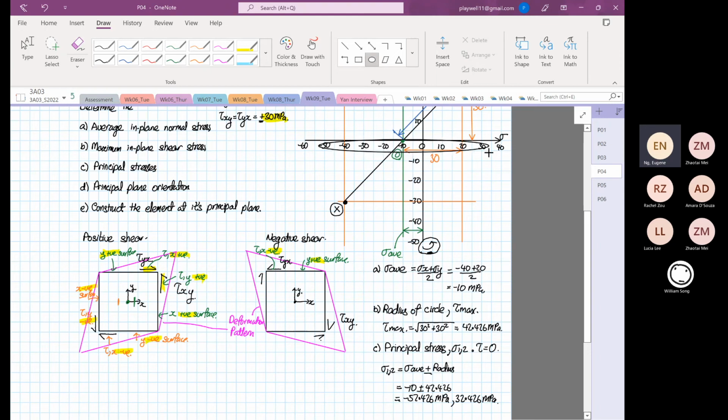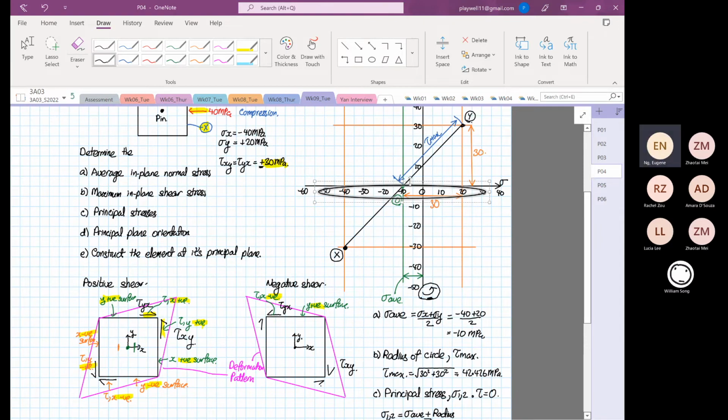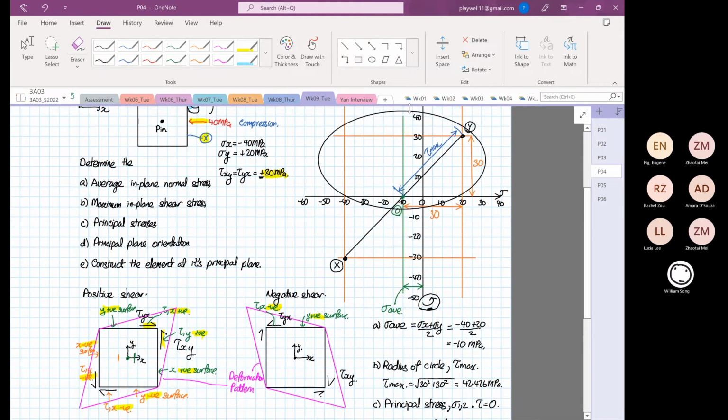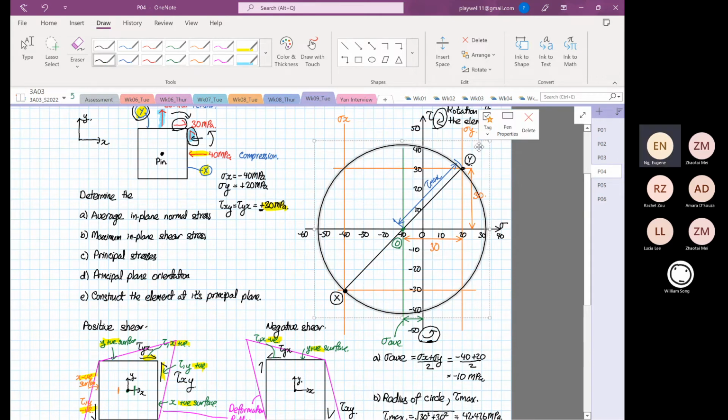Or this is just a sketch. Okay, and then the shear is going up at 42. Somewhere around here. I might be a bit off. Okay, and I'm going to squeeze this here. Okay, so that is our Mohr circle.